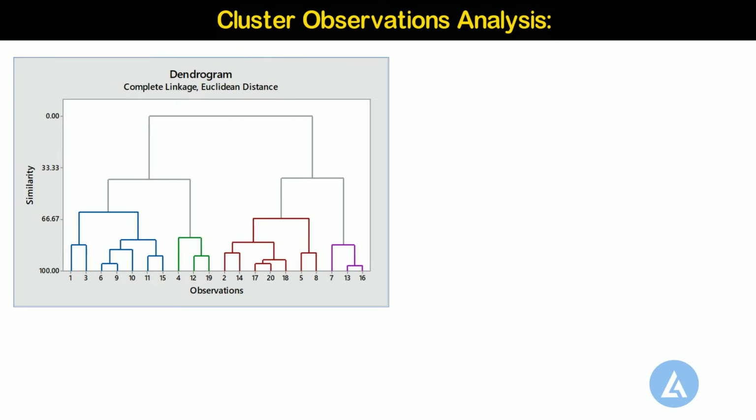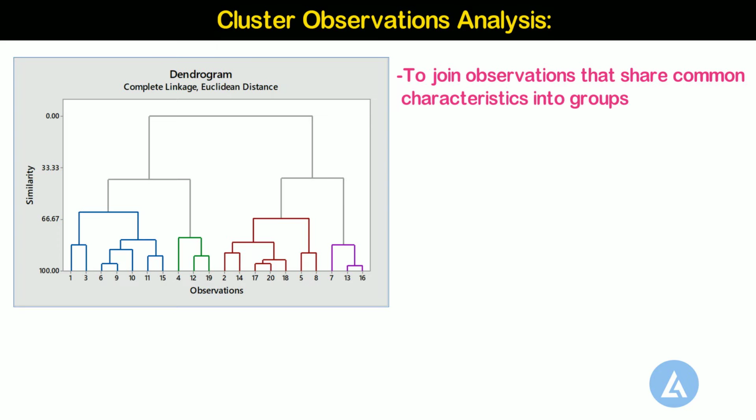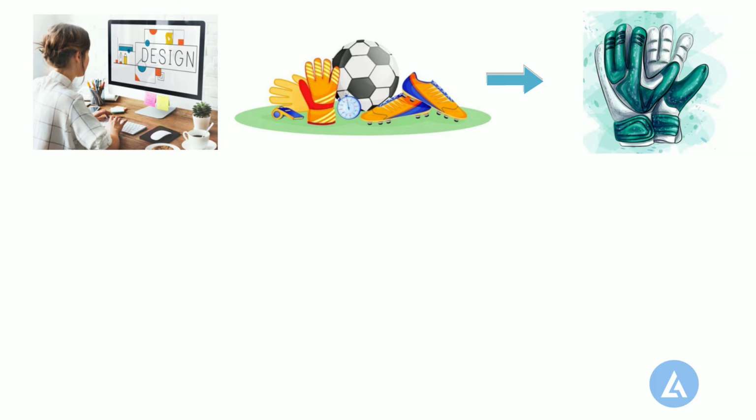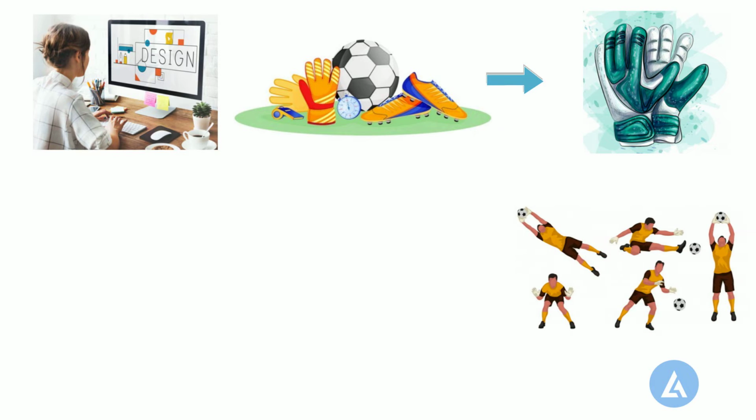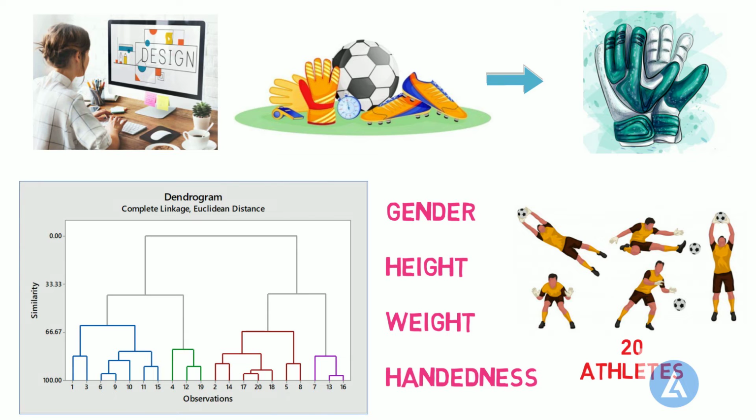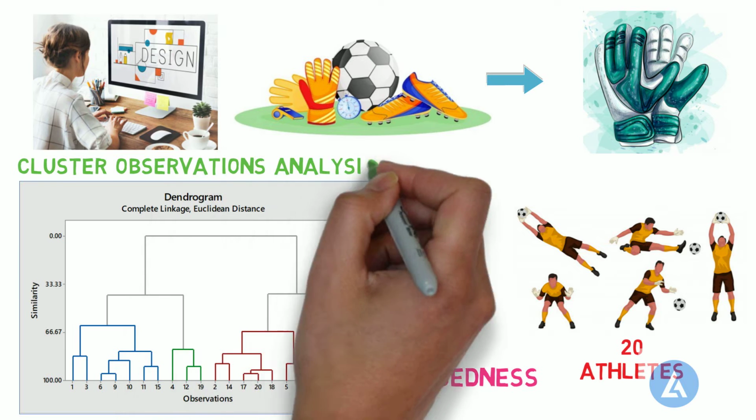The cluster observations analysis is used to join observations that share common characteristics into groups. This analysis is appropriate when you do not have any initial information about how to form the groups. For example, a designer for a sporting goods company wants to test a new soccer goalie glove. The designer has 20 athletes who wear the new glove and collects the gender, height, weight, and handedness information of the athletes. The designer wants to group the athletes by their similarities. Therefore, a designer uses cluster observations analysis.